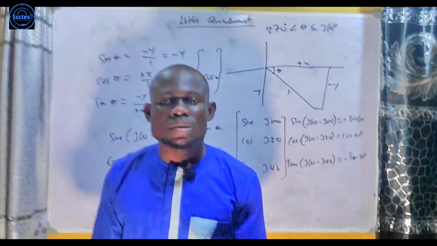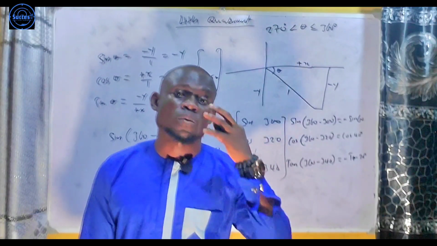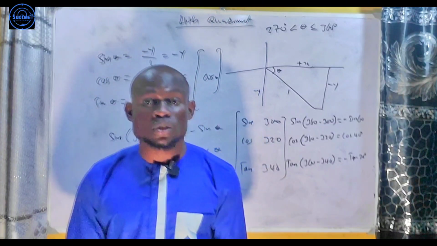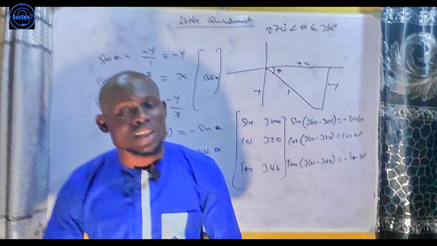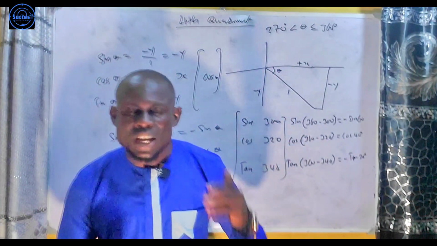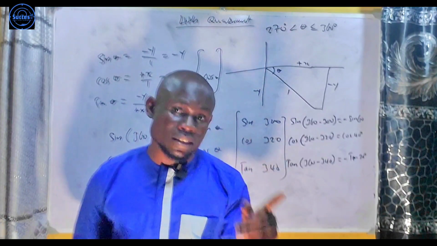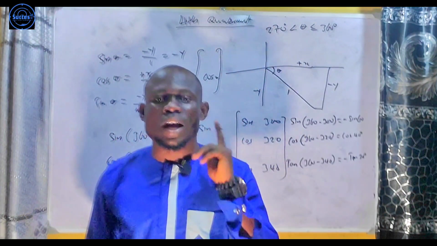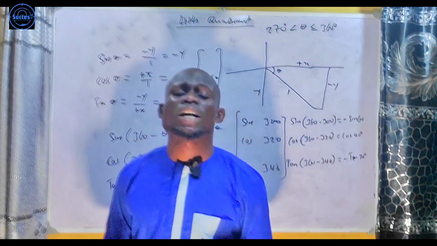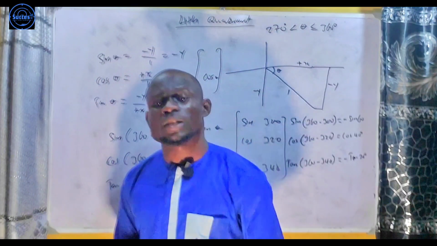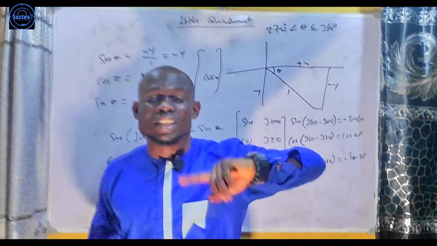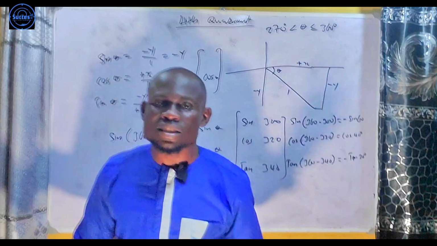And this is how you estimate angles greater than 90 degree, greater than 180 degree, greater than 270 degree. The first quadrant gives us knowledge on how you find ratios of angles less than 90 degree. The second quadrant gives you understanding of how you find ratios of angles less than 180 degree but greater than 90 degree. The third quadrant gives you understanding of angles greater than 180 degree but less than 270 degree. While the fourth quadrant gives you understanding of angles greater than 270 degree but less than or equal to 360 degree.